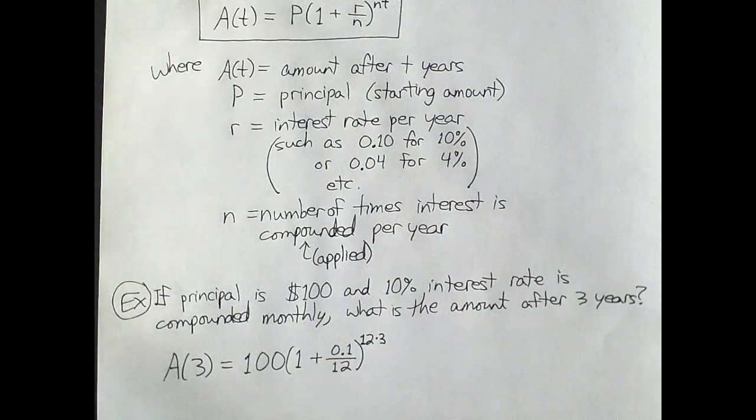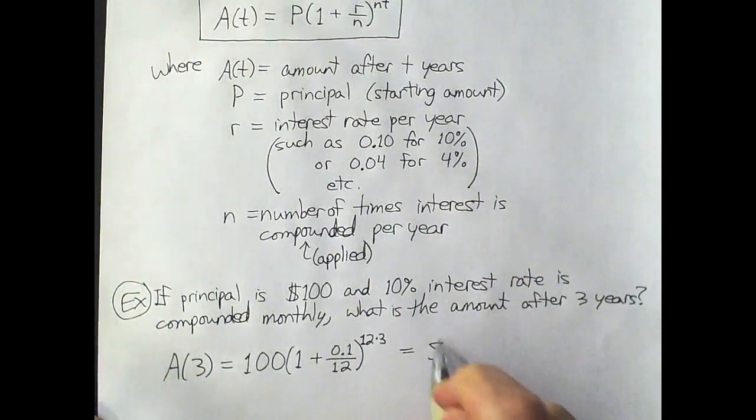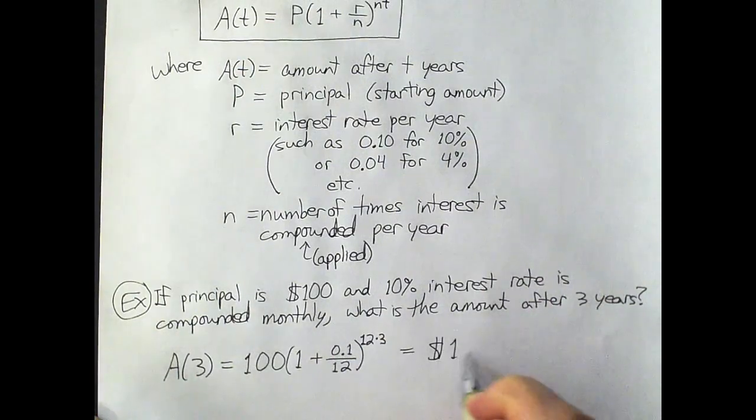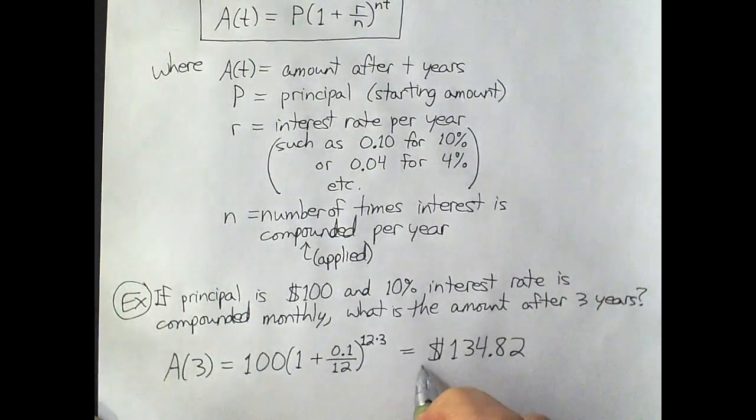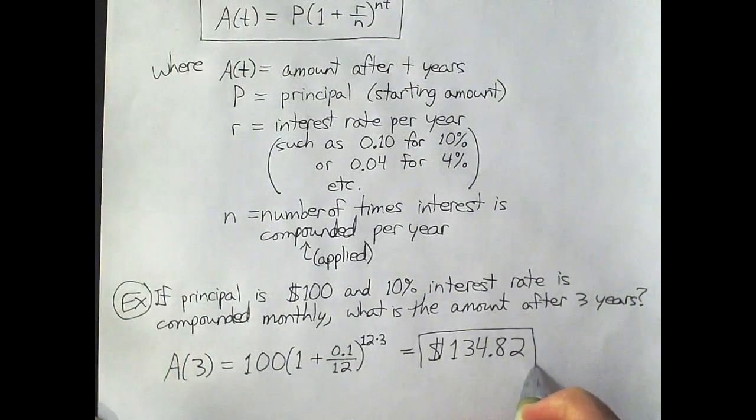But without a calculator, there's not a whole lot that we could do. We could figure out that 12 times 3 is 36, and then we could try to figure out what's in parentheses here, but we'd have some kind of decimal, 1 point something, raised to the 36. I did find this with a calculator, and this winds up being 134.82, where I rounded off to the nearest cent.